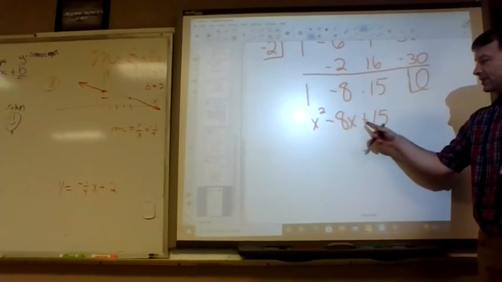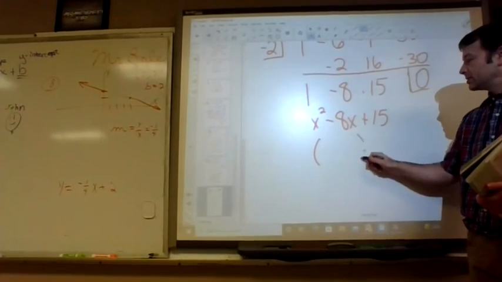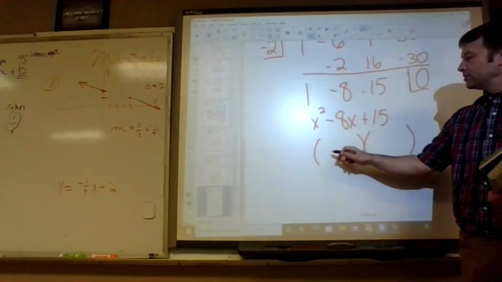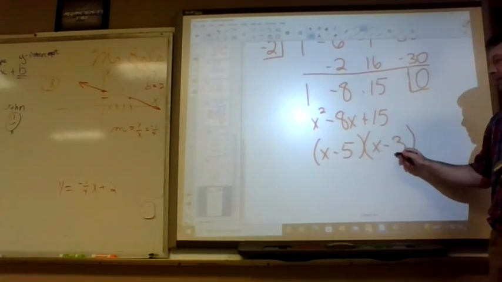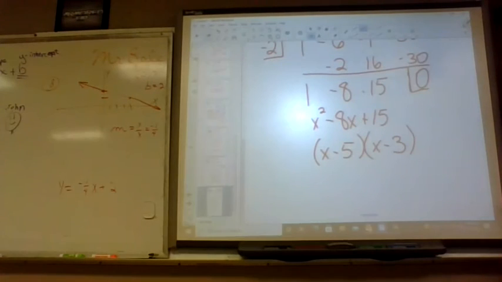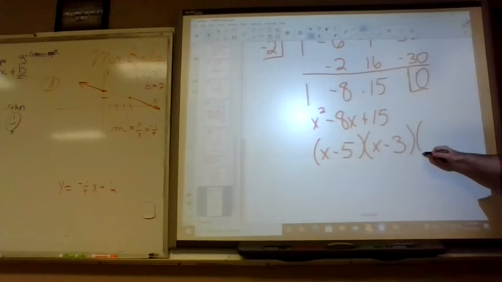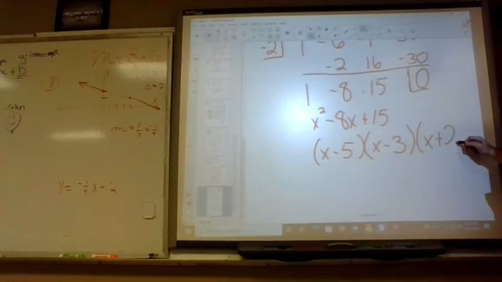What goes into 15 that adds up to -8? -3. You? -5 and -3. Multiply to 15, add to -8. Okay, wait, and then if -2 is an answer, what's my factors? x plus 2. Plus 2, but it was a double root, so I'm going to put 2 of those squared.